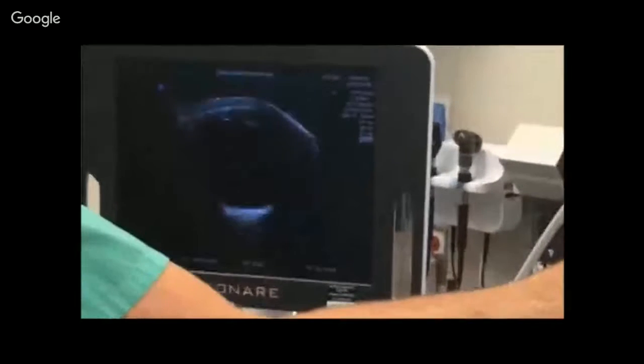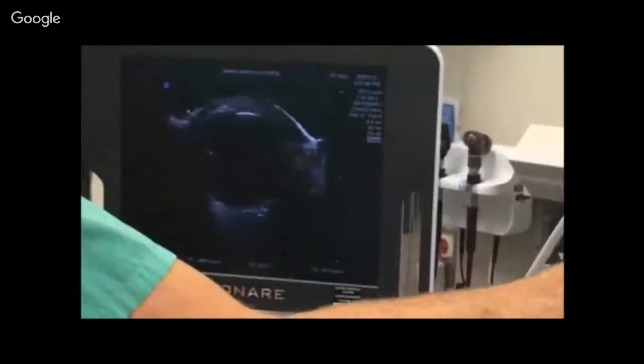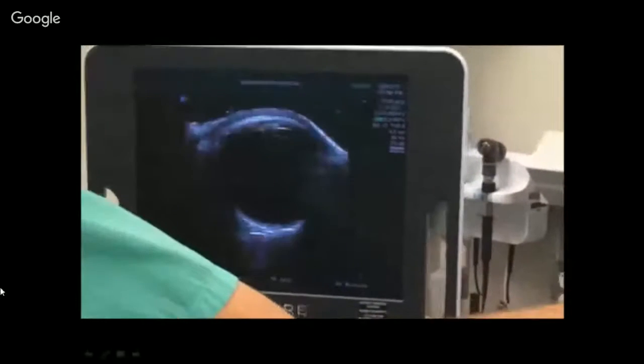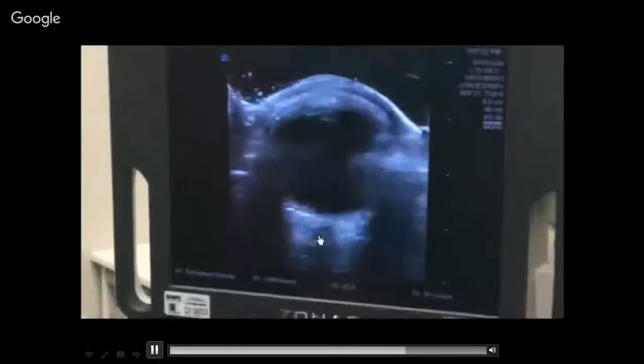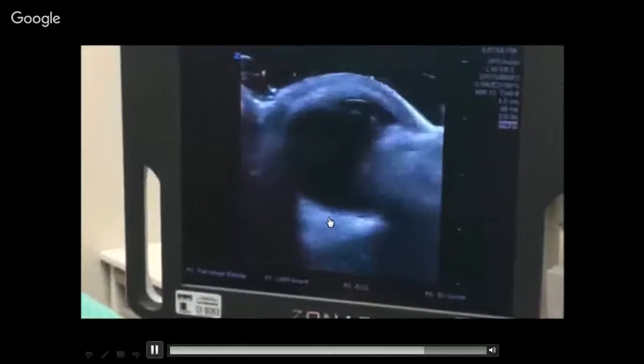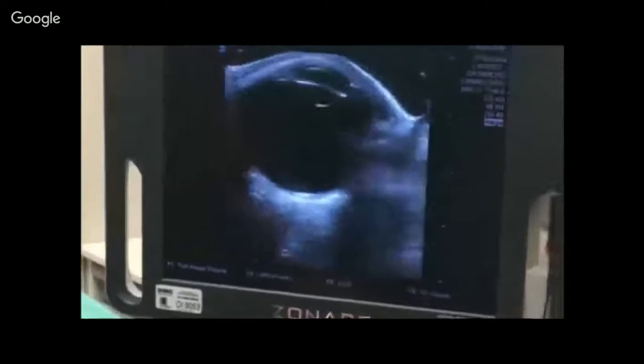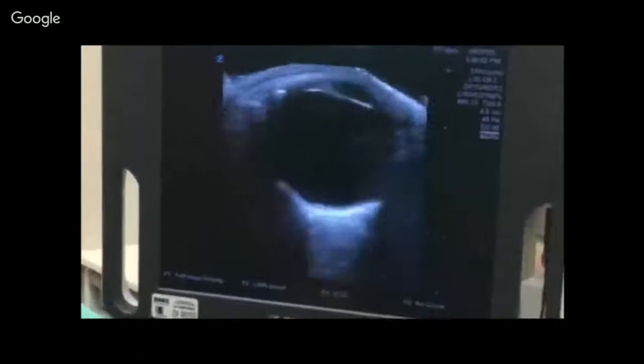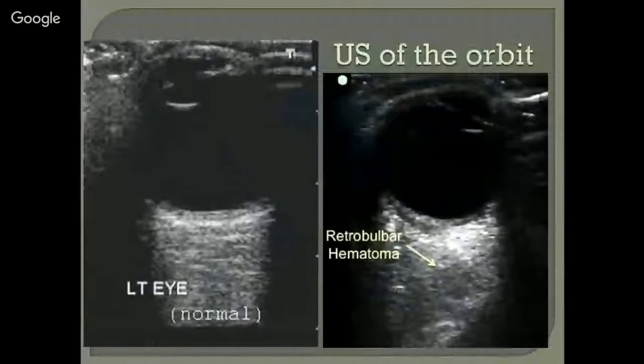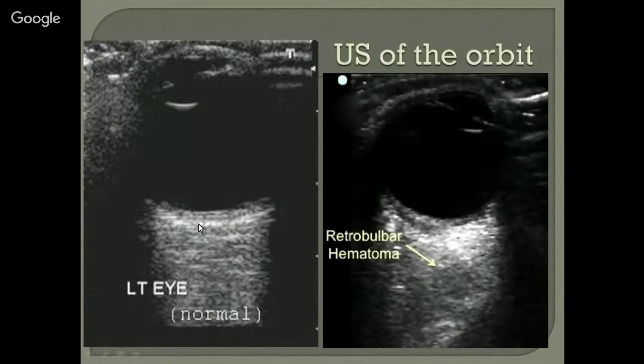What you're seeing here is you can see the anterior chamber, you can see the lens, but really none of this matters. The area of interest here is the retrobulbar area, obviously. And I'll show you what normal versus abnormal looks like. But you can see that in about 15 to 20 seconds, we have already obtained a pretty clear image of this retrobulbar area. In this picture on the left side, you see what a normal retrobulbar area looks like. It's pretty homogeneous in appearance versus the patient here with a retrobulbar hematoma, where you have an area that's hyperechoic that is indicative of a retrobulbar hematoma.